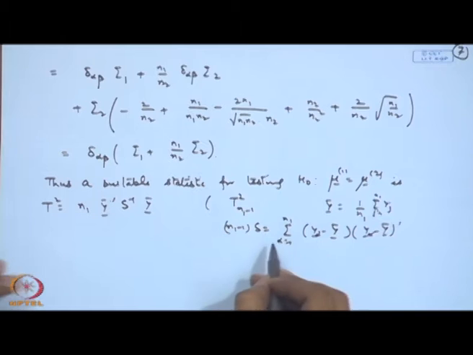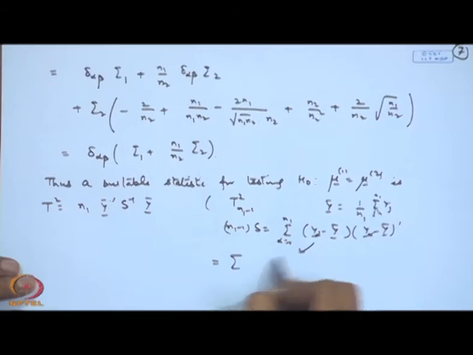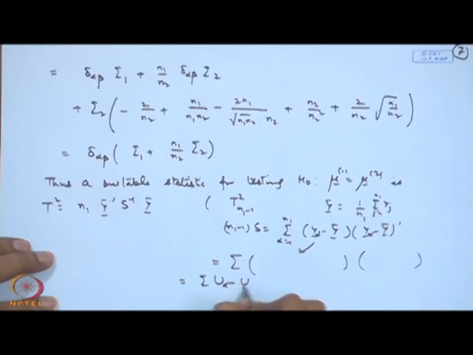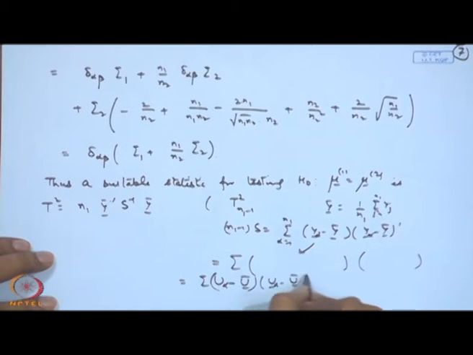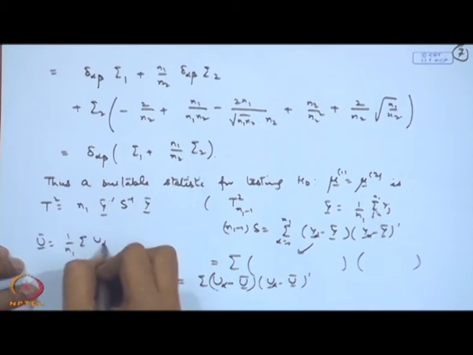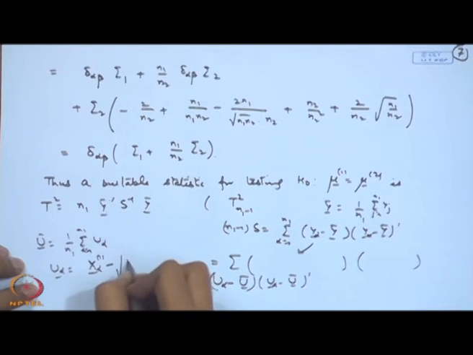Again this can be simplified if I substitute the terms here, that is if I write the full form of this y alpha and y bar here, then this is actually giving us sigma u alpha minus u bar u alpha minus u bar transpose, where u bar is equal to 1 by n 1 sigma u alpha, alpha is equal to 1 to n 1, and u alphas are nothing but x alpha 1 minus square root n 1 by n 2 x alpha 2. This is for alpha is equal to 1 to n 1.